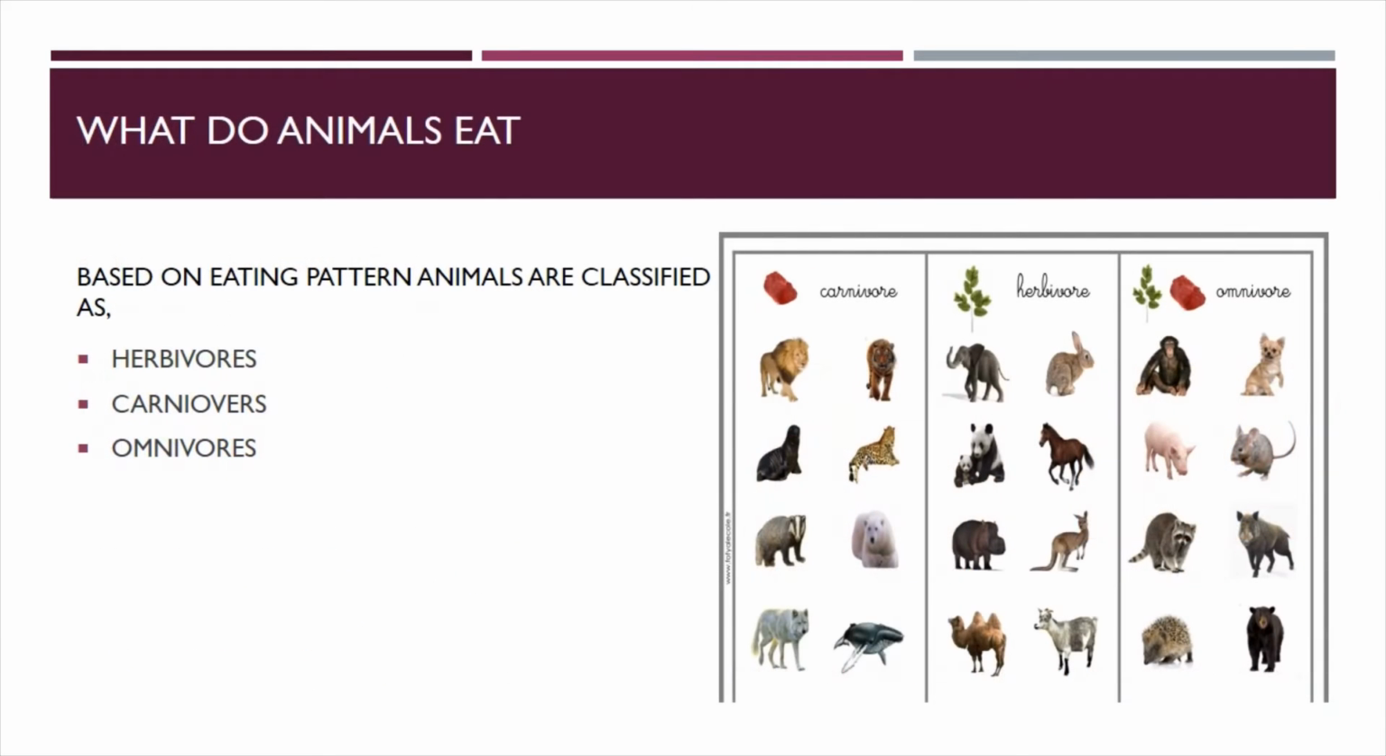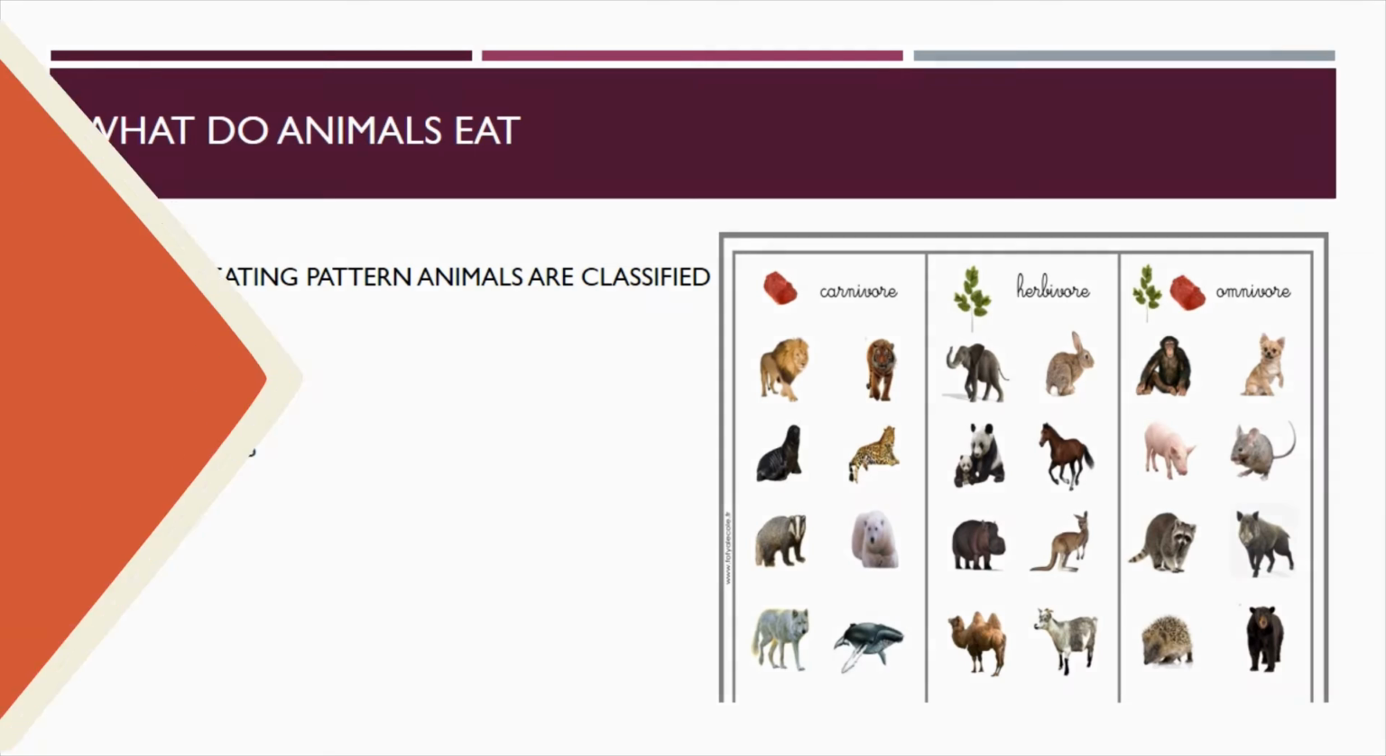Now we have come to our final topic. What do animals eat? Based on their eating preference, animals are classified as herbivores, carnivores and omnivores. Herbivores are animals that eat only plants and plant parts. Carnivores are animals that eat only other animals. On the other hand, omnivores eat both plants and animals.